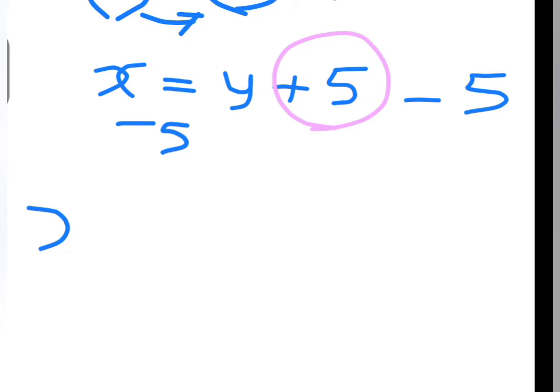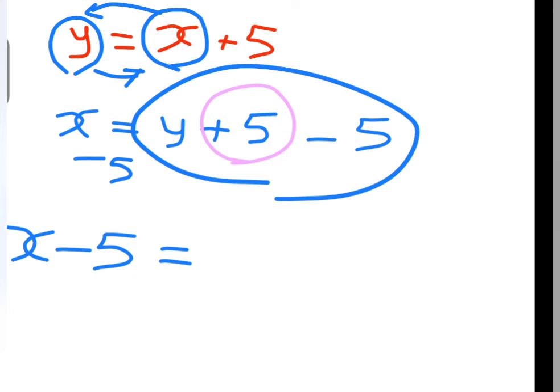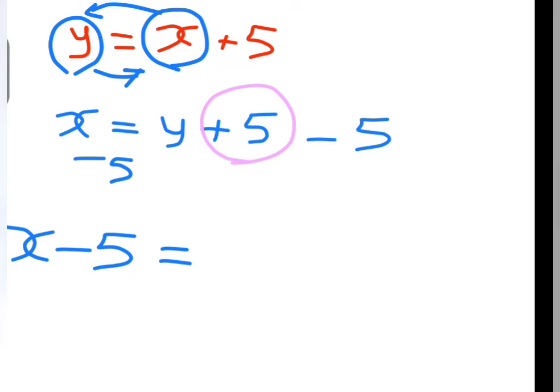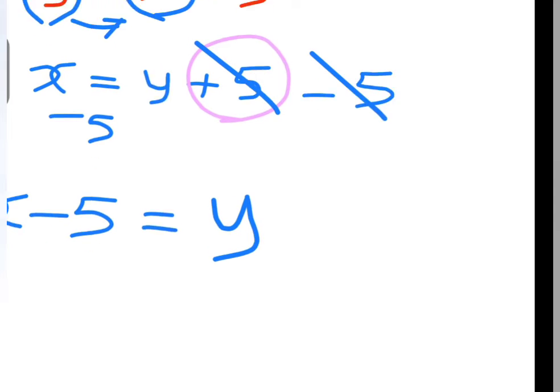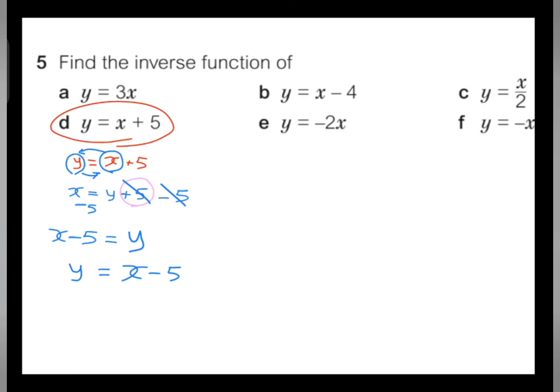So x minus 5 equals, now in this side here, plus 5 minus 5 equals what? Equals 0. Very good. So plus 5 minus 5 equals 0. And we left y alone. So we write y here. So the answer is y equals x minus 5. And this is how you find the inverse function for D.